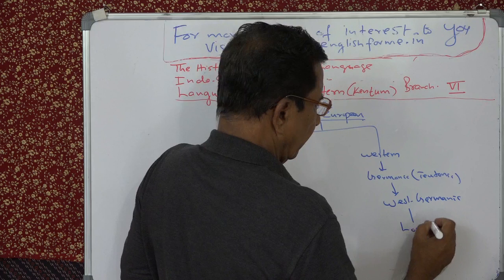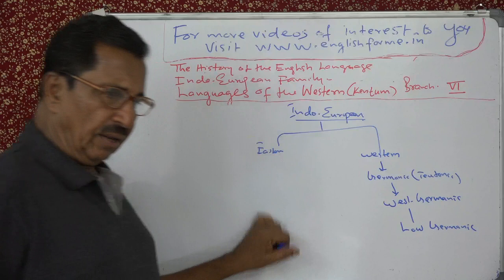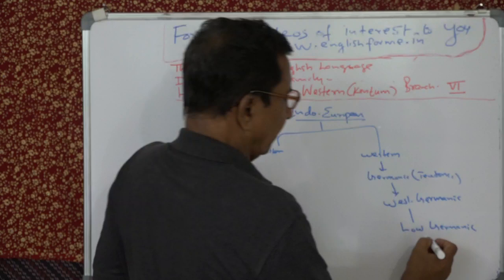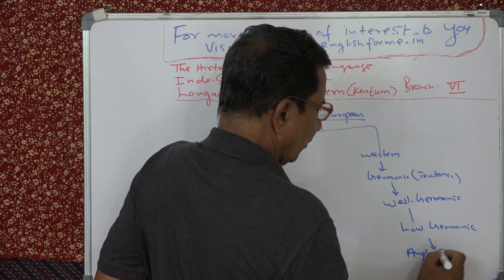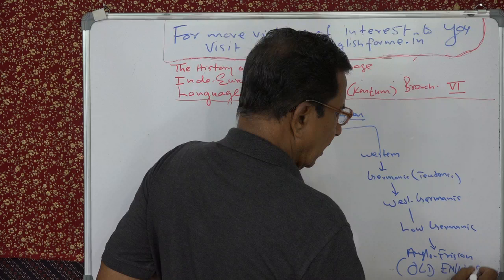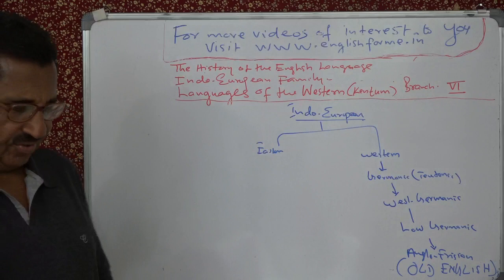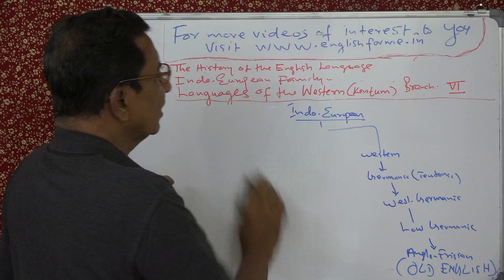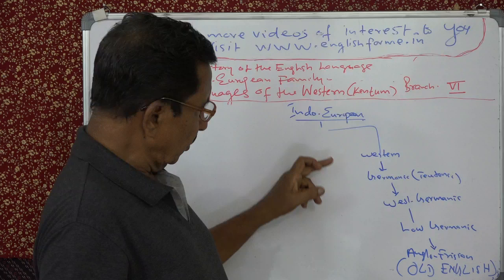So this Low Germanic, and from Low Germanic you have Anglo-Frisian. And this includes Old English. Now we will be concentrating on Old English. Very simple. Even if you forget this, don't worry about that. So how many steps do we have? 1, 2, 3, 4, 5, 6, 7.